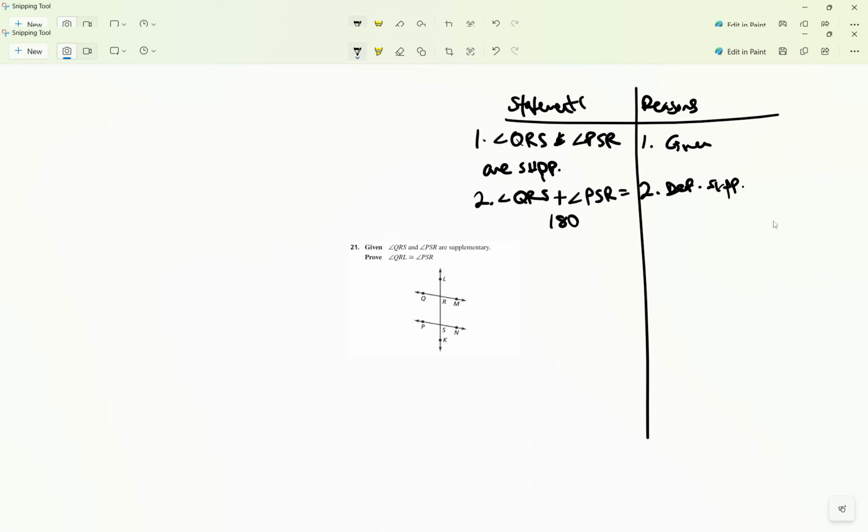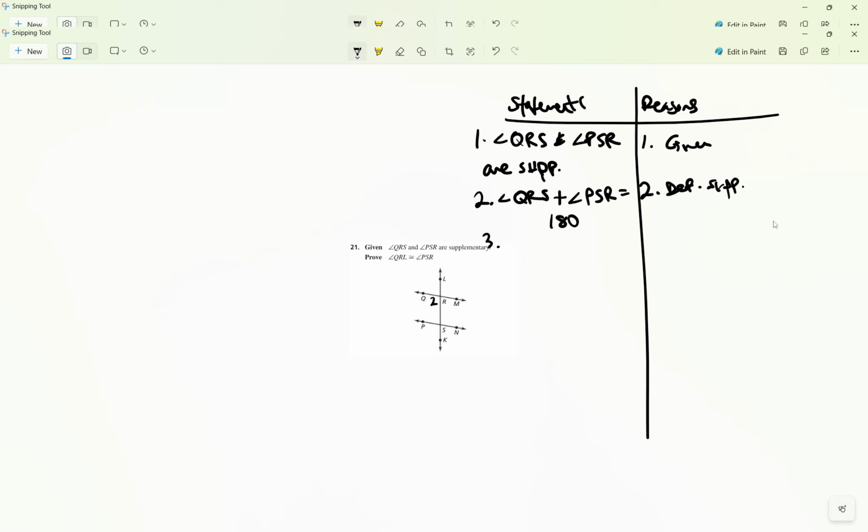So QRS and PSR. So these guys are supplementary. So it's this angle and this angle right here. Okay. So this is the question. What do we got going on right here?